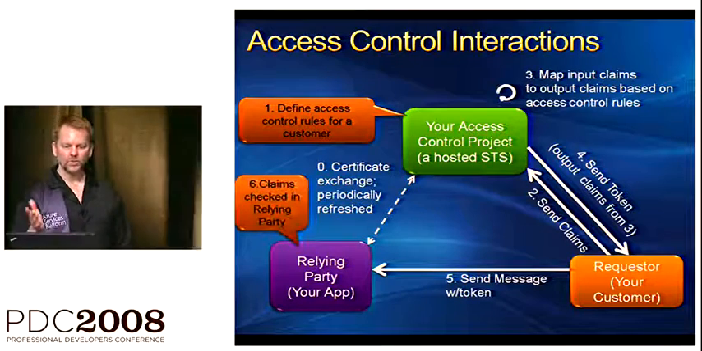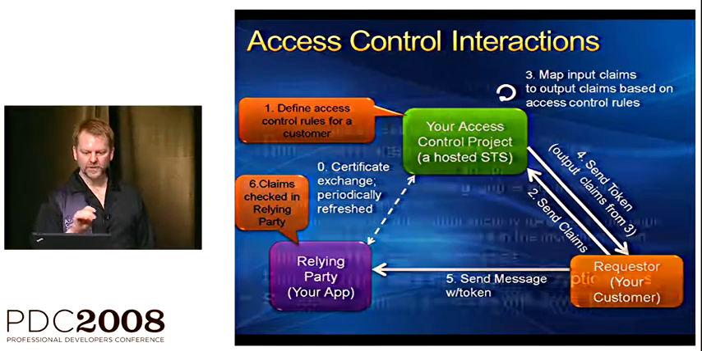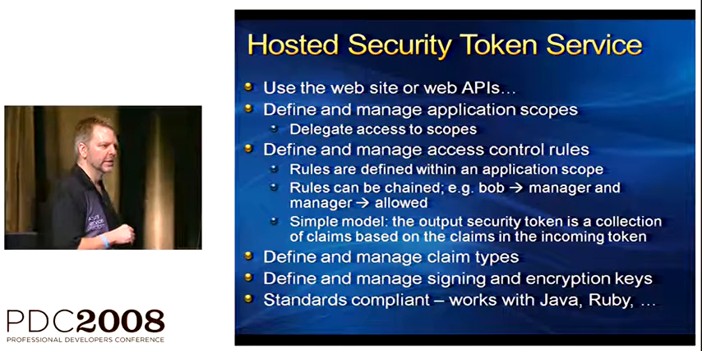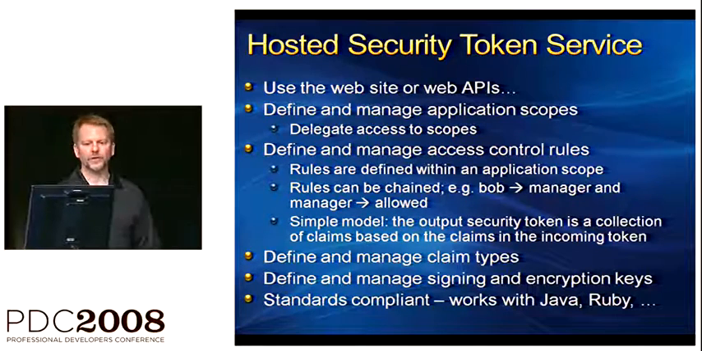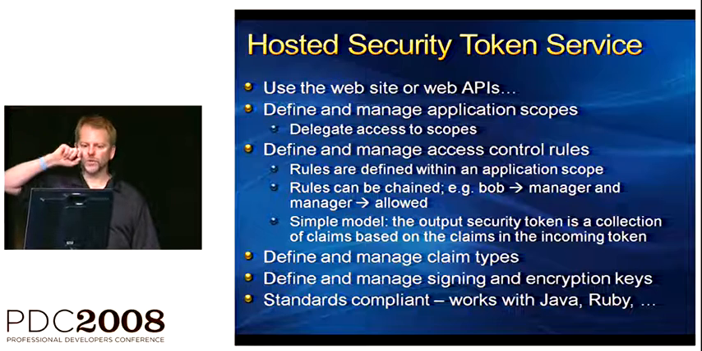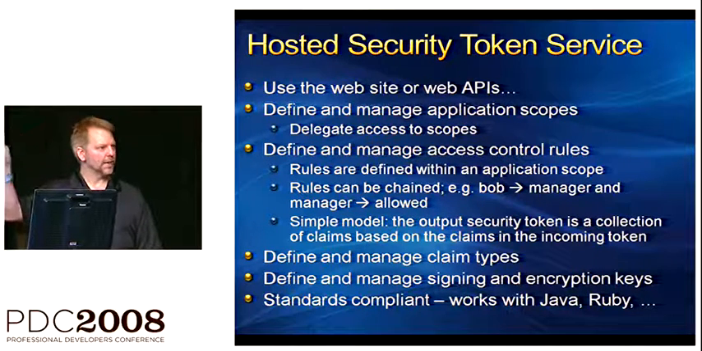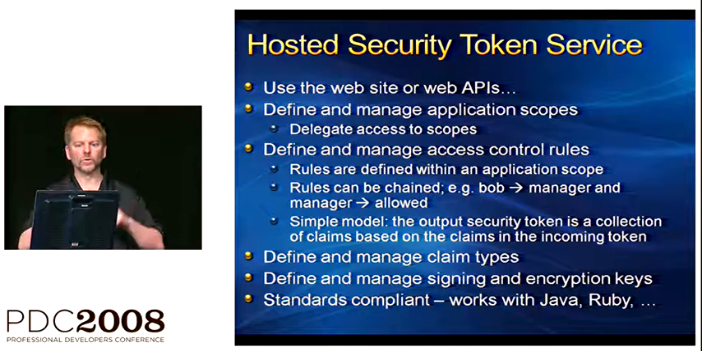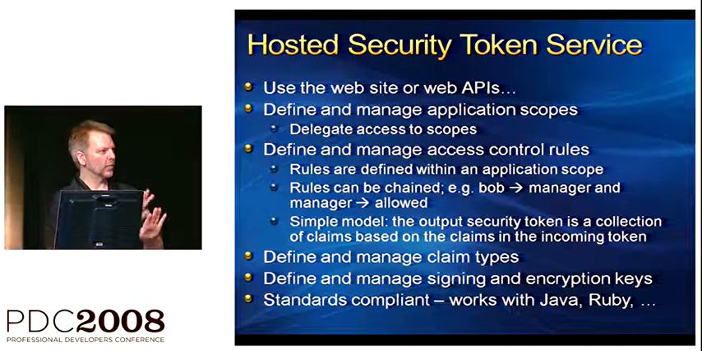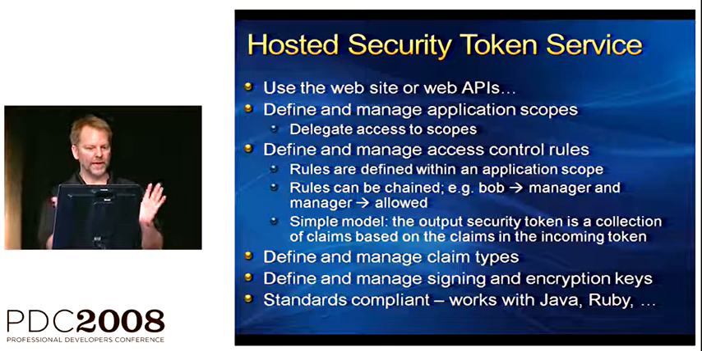The relying party checks the claims, and that's how we decide to do it. So how do you go use this thing? Well, the hosted access control service has a website and web APIs. You define and manage application scopes. Those are where these rules are going to live. And then you define rules. Those rules can be chained.